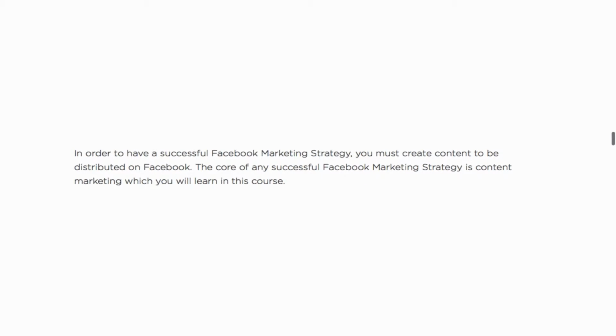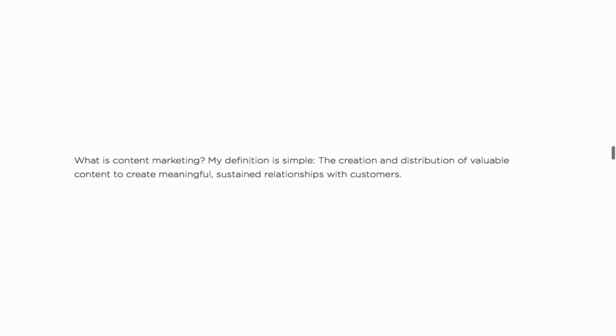In order to have a successful Facebook marketing strategy, you must create content to be distributed on Facebook. The core of any successful Facebook marketing strategy is content marketing, which you will learn in this course. What is content marketing? My definition is simple: the creation and distribution of valuable content to create meaningful, sustained relationships with customers. So there are two parts to this definition. The first part involves the content, and content can be any kind of media, written, it can be user-generated, it can be images, videos. We're going to be talking about a lot of different kinds of content and which types of content do best on Facebook.